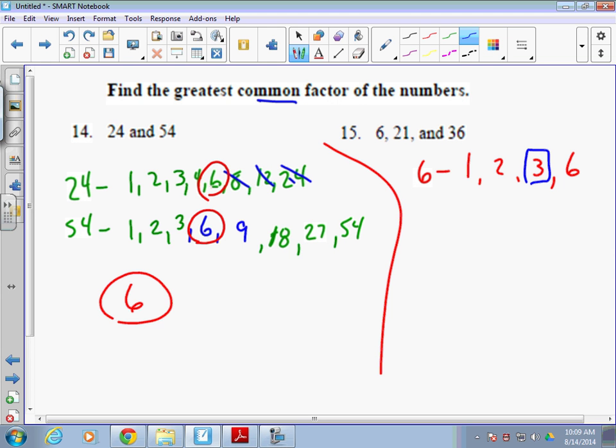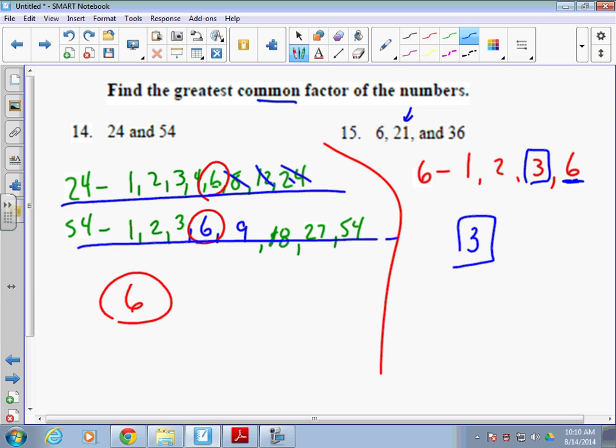So just check your factors of 36. 1 and 36, 2 and 18, 3 and 12, and 4 and 9. Again, 3, but you don't even have to check all of those. You just know that 6 isn't going to work because 6 doesn't go into the number 21, but 3 does. Again, if you need to list them all out like this, list them all out, but just a shortcut version, 3 is going to be your greatest common factor for number 15.